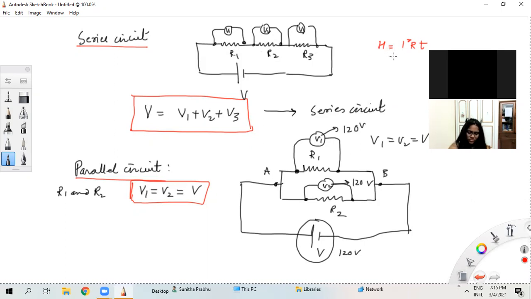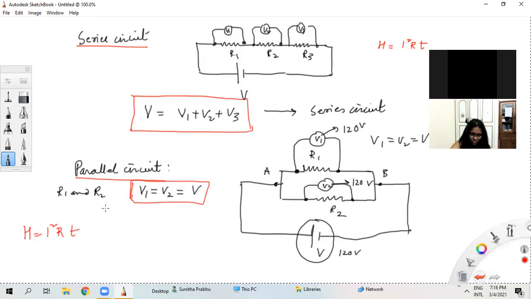Because all these resistances, what are they doing? They are converting electrical energy into work. That work can be heat. That work can be a fan moving. That work can be a light glowing. It doesn't matter. Everything in electricity is called heat. Just make a note of that, because H is equal to I square RT.